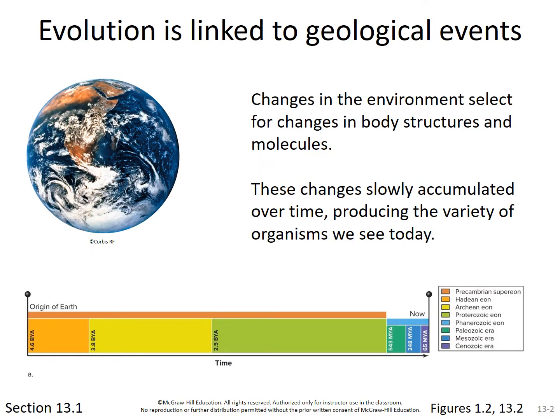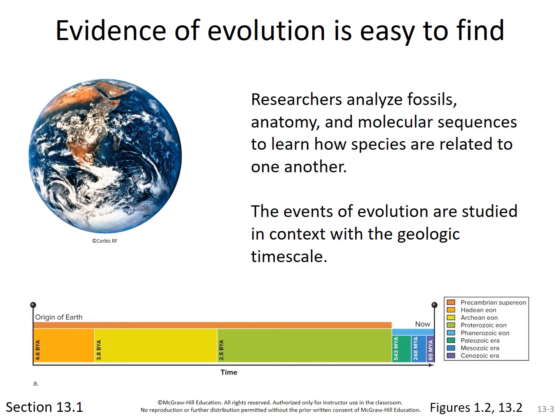So evolution is linked to geological events, and generally changes in the environment are going to select for changes in both body structures and molecules. And so over time, this produced the variety of organisms that we see today. So between the origin of life on Earth about 2.5 billion years ago and now, that's a lot of time to produce the variety of organisms that we see today.